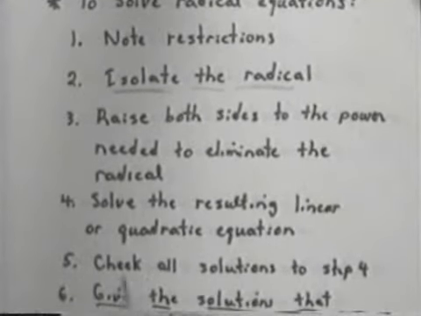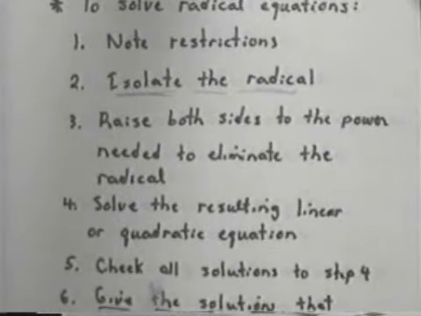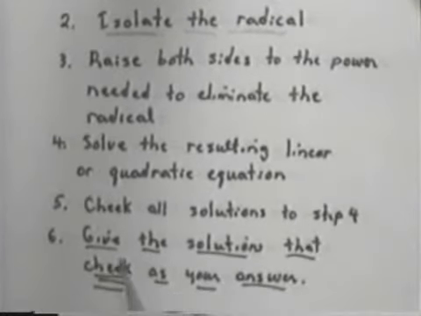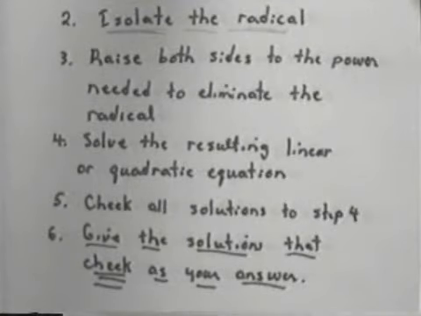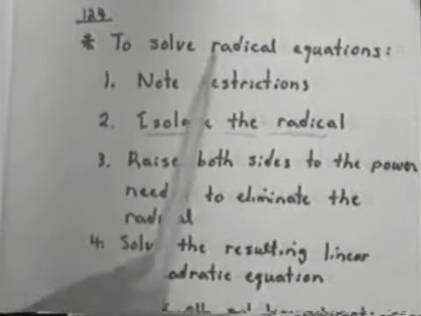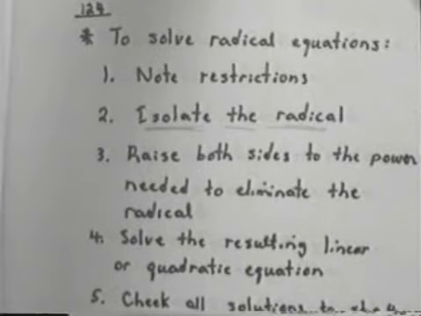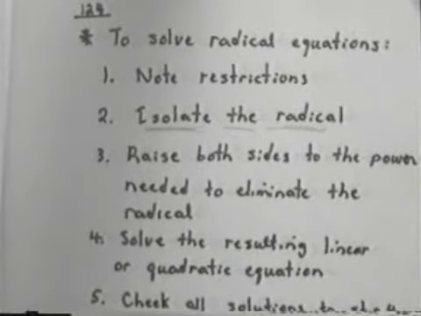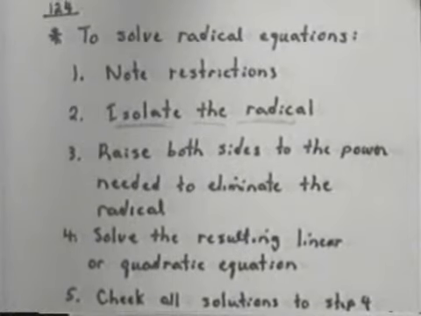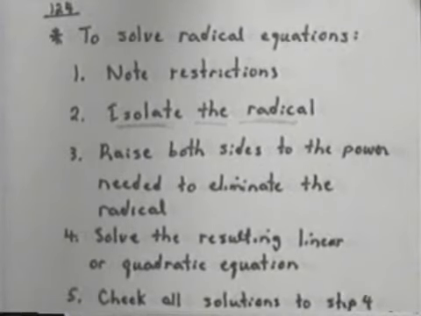Now step 5 is critical. You must check all solutions to step 4. Now this is required. You must check all solutions to step 4. And then you give the solutions that check as your answer. So make sure you memorize this procedure, and every time you do a radical equation, follow it. As I do some examples, I'm going to actually number each of the steps so you can see what I mean by following it. You might want to number them on your homework as well.